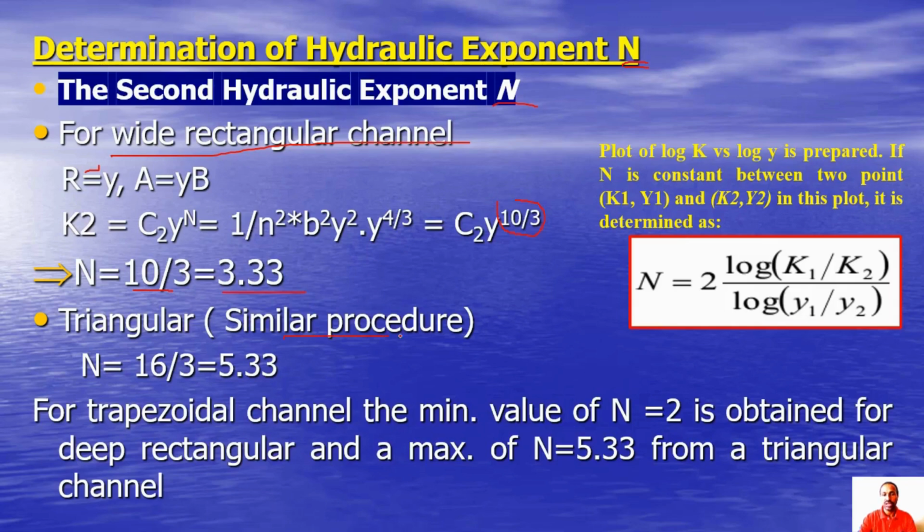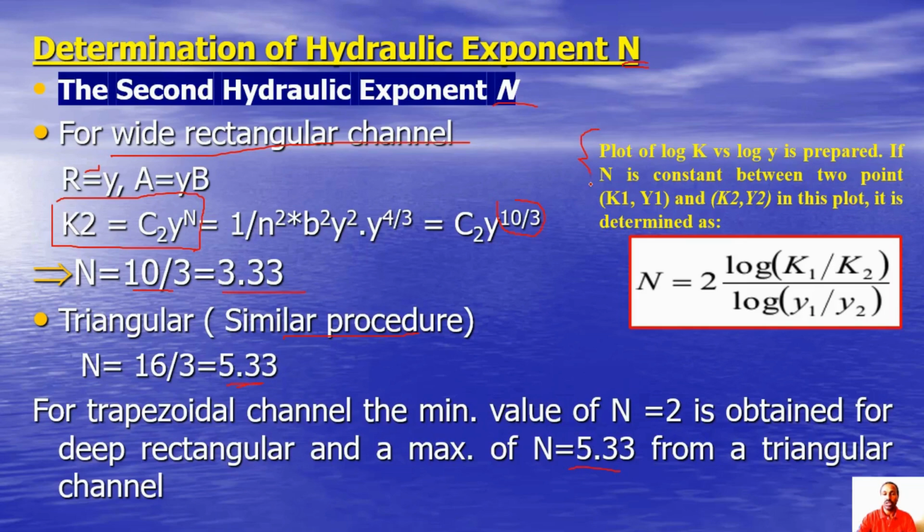For triangular channel, you can check again. You will get this equation. So we have this general equation. You take this general equation, which is k2 is equal to c2 y to the power of n. Then you will substitute the value for wide rectangular channel. After substitution, we will find this one. And for trapezoidal channel, the minimum value of n is 2, which is for deep rectangular, and the maximum of n is this one for rectangular channel.